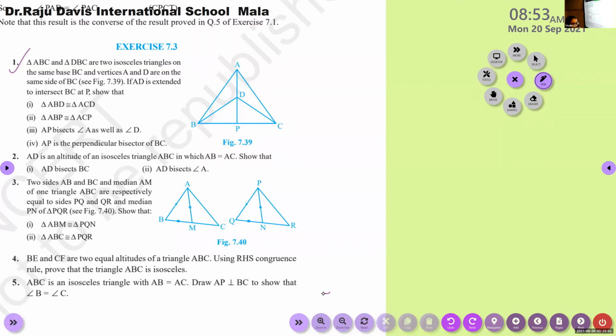Next time we have one more chapter from geometry: parallel quadrilaterals and circles, 2 chapters. 1 chapter is deleted. 9th geometry is a little bit lengthy chapter, but 10th it is okay. Only this continuation of congruence. In 9th, there are 5 chapters from geometry.